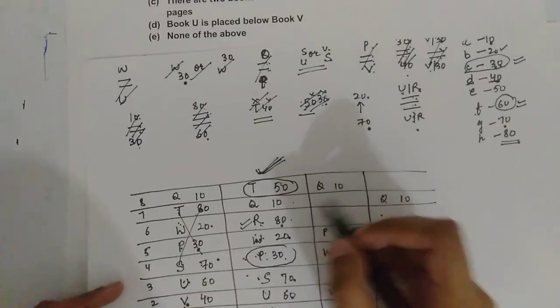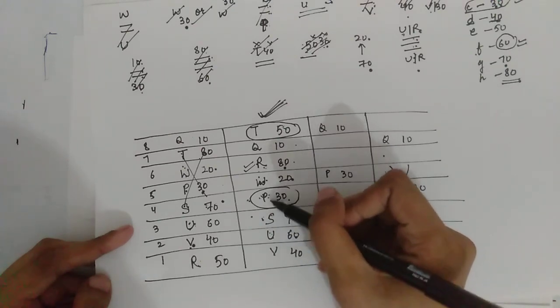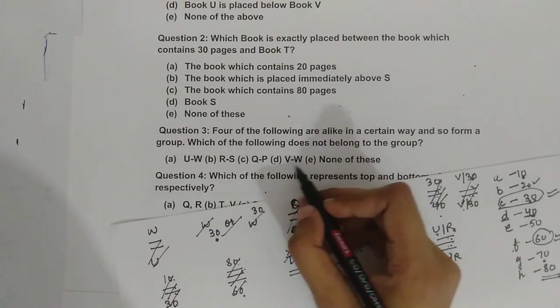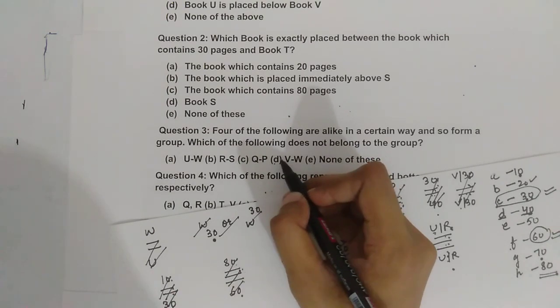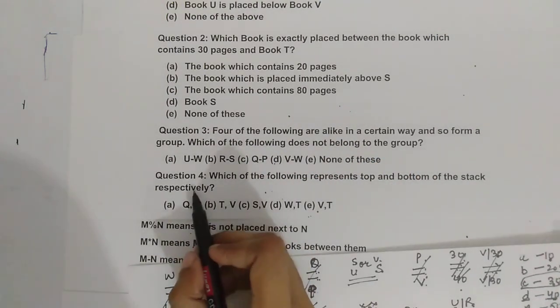V, W. V and W, these have 3 books in between them. So yes, this is the odd one out because all the other pairs have 2 books in between them, but V and W have 3 books in between them. So this is the odd one out. Fine. So option D is the right answer here. Now see the next question.